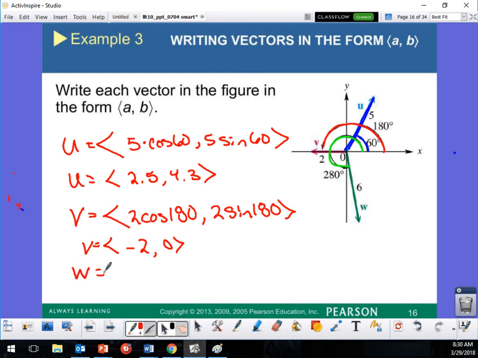6 cosine 280, comma, 6 sine 280. So the answers are 1, negative 6. This one's 1 right here, it rounds to 1, and negative 6. Done. Yay, we did it. It's just a whole bunch of new concepts, right?